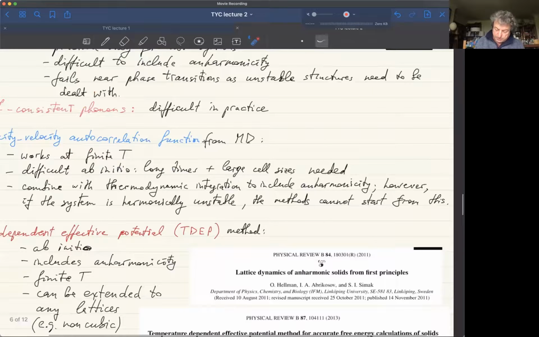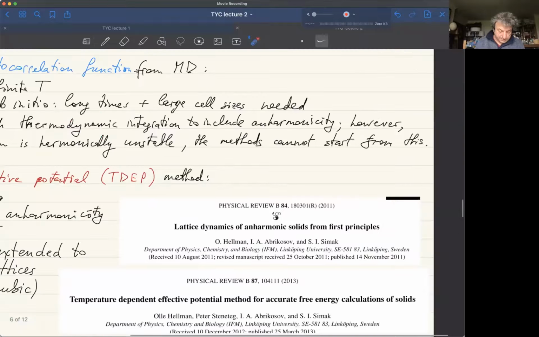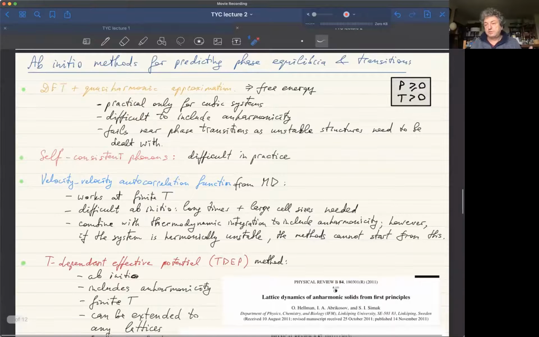So these guys came across a method that is also based on molecular dynamics. So of course, it has the disadvantage that if you want to do this ab initio, then you have to run ab initio molecular dynamics. But in principle, this method can get you vibrational frequencies and then the free energy as a function of temperature, taking into account even anharmonicity effects.